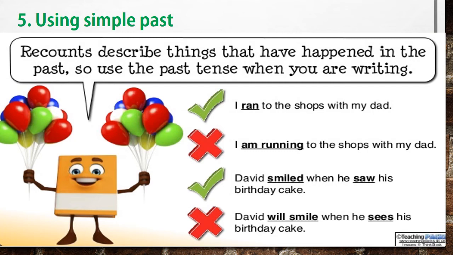Another example. First, David smiled when he saw his birthday cake. Second, David will smile when he sees his birthday cake. The right sentence is the first sentence, using the words smiled and saw as verb two. Those are the language features of recount text.